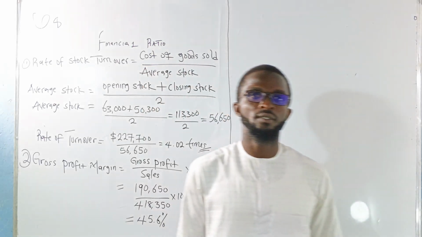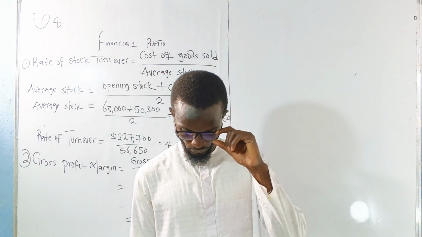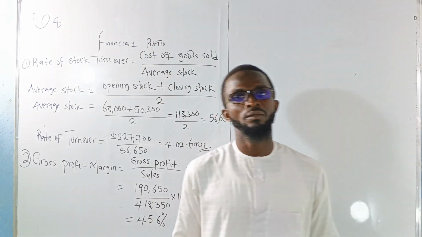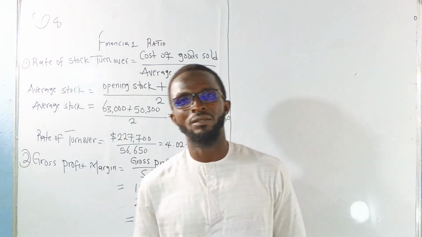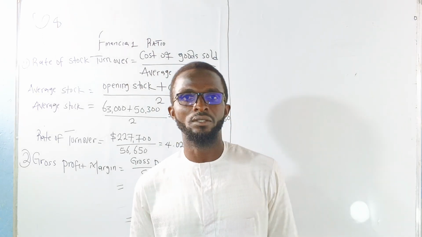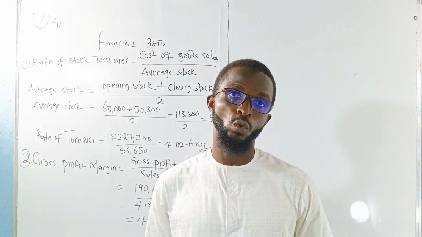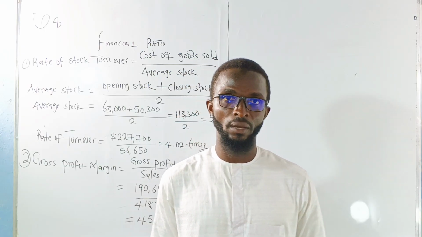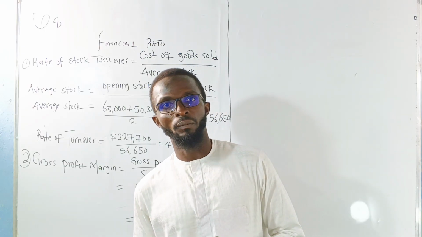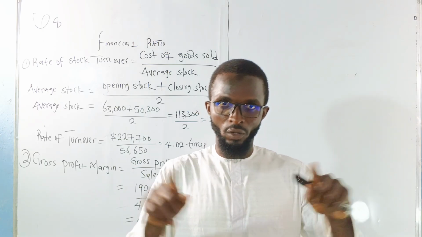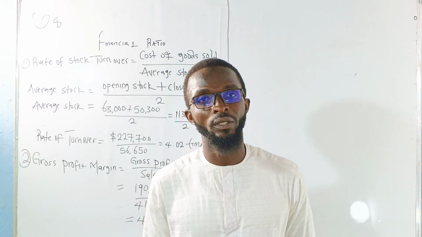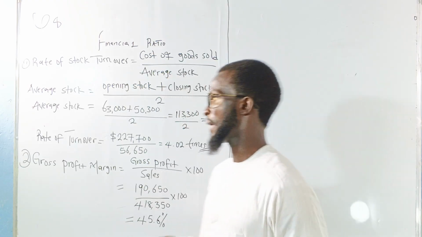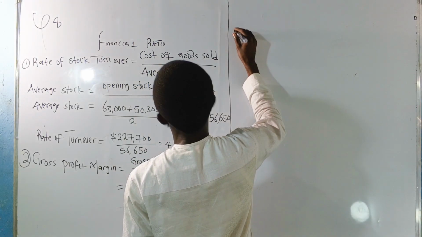The next one is the current ratio. This measures whether the business can pay its debt or not. It has the ability, based on its financial position, to see if it can pay its debt. Here is the formula. Number 3, the current ratio.